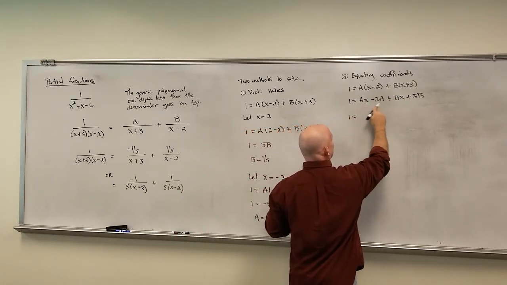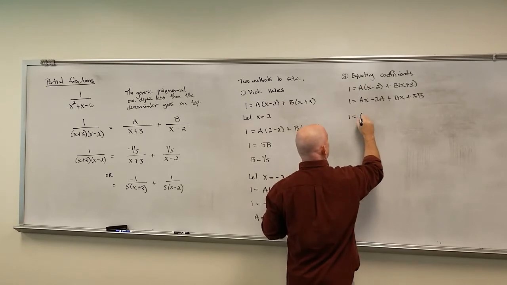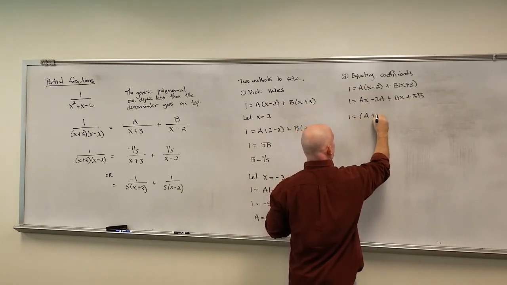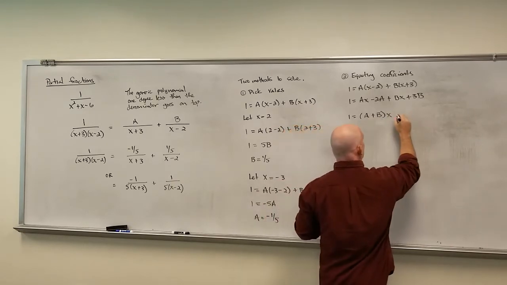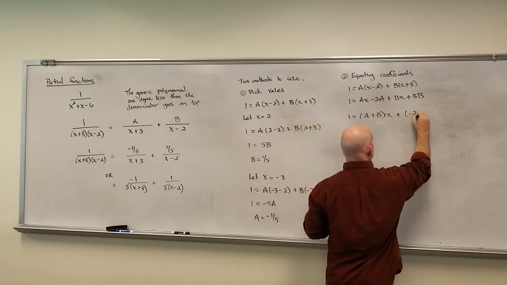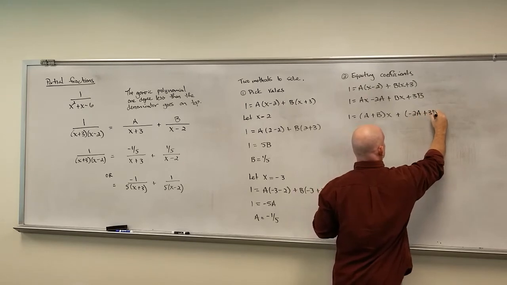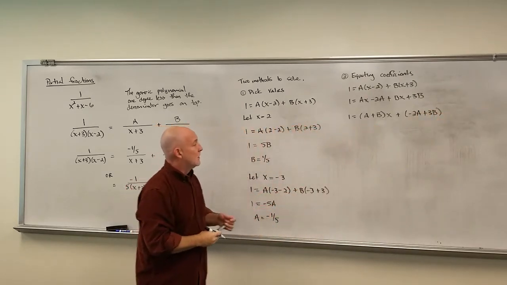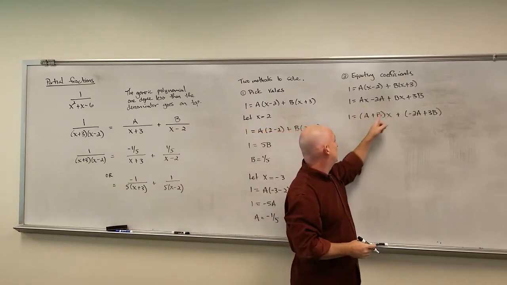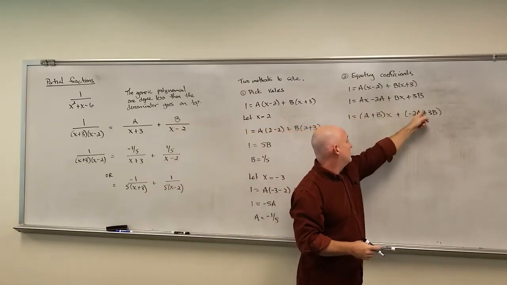Here we have some stuff that has an x. If I factor out an x, I have (a + b) times x. Right? And for the numbers, those are just numbers, so I'm just going to go -2a + 3b. I'll put it in parentheses because those are just numbers, they don't have any x's. I have an ax and the bx, that gives me (a + b)x. And those are the numbers.